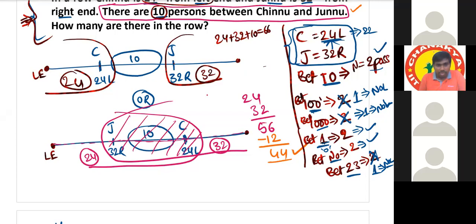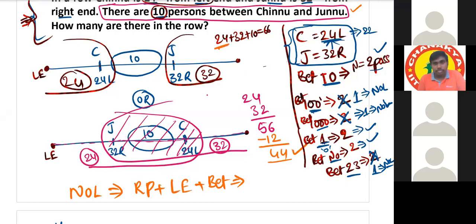In case of non-overlap, telling the answer is very easy. Simply write the number of persons: right position plus left position plus between persons will give the number of persons. Yes or no? 24 is left, 32 is right, 10 is between. Yes or no?